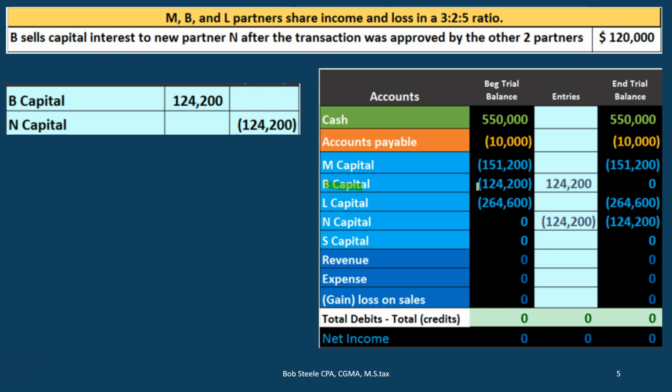We need to make it go down. We're going to do the opposite thing to it, which in this case would be a debit. So we know we're going to debit this capital account, which will bring it down to 0. Then we have to credit something. What are we going to credit? We're crediting the new person coming onto the books, the new person N. So N will be credited for the 124.2. N is going to be on the books 0 up to by 124.2 to 124.2. So it's a pretty straightforward journal entry.